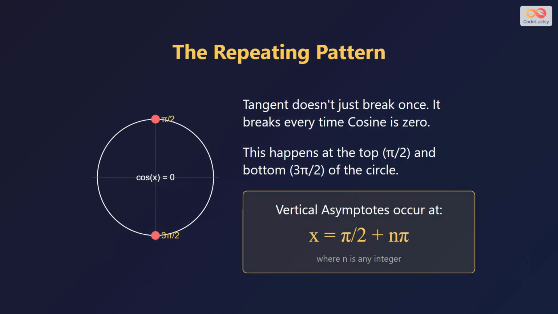This doesn't just happen once. Since the circle goes round and round, cosine becomes 0 at the top, pi over 2, and the bottom, 3 pi over 2. This pattern repeats every half circle or every pi radians.